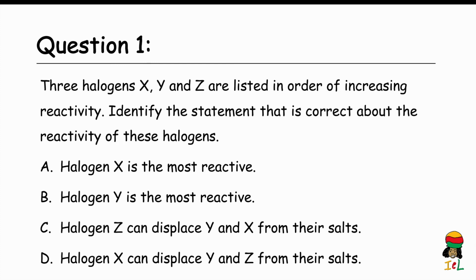salts. The answer is C. Halogen Z can displace Y and X from their salts.